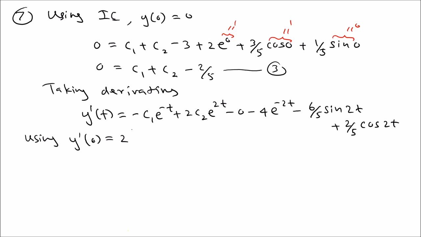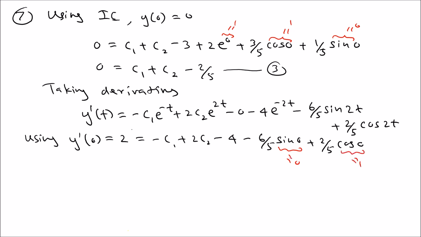We're going to get 2 equals negative c1 plus 2c2 minus 4, and then negative 6/5 sine 0, which is 0, so that's gone, plus 2/5 cosine 0. If you plug in the values, because this is 0 and this is 1, and move the negative to the other side, you get 6 equals negative c1 plus 2c2 plus 2/5. I'm going to call this equation number 4.